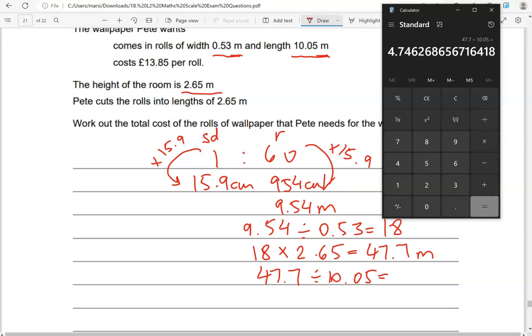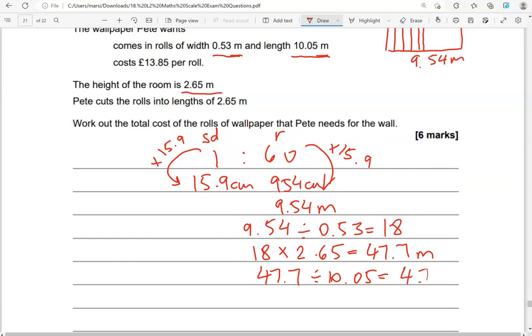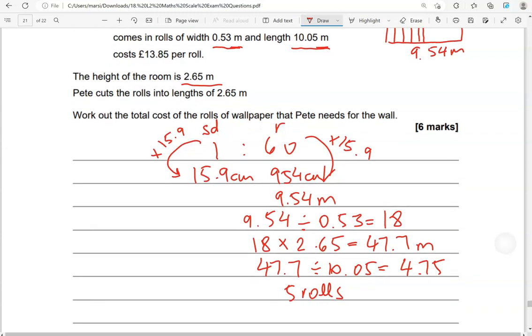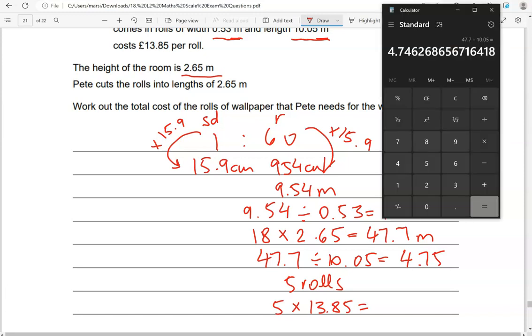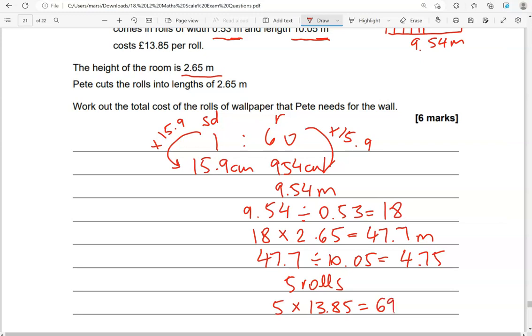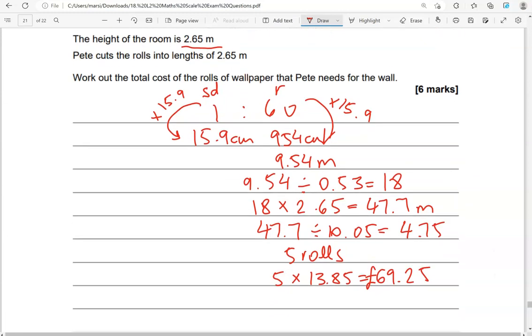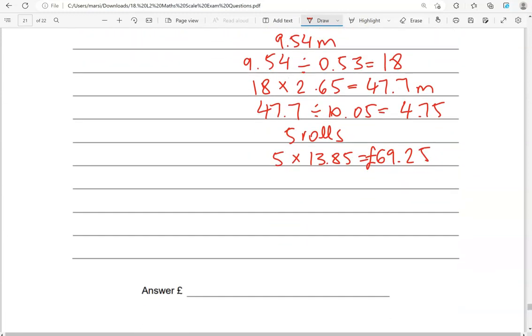Which is 4.75. So we've got to say 5 rolls. Because you can't buy part of a roll, and you can't buy less. So it better be a bit more. 5 rolls, and the cost is £13.85 per roll. So we'll do 5 times 13.85, which is 69.25. So that is £69.25. And that's the final answer.